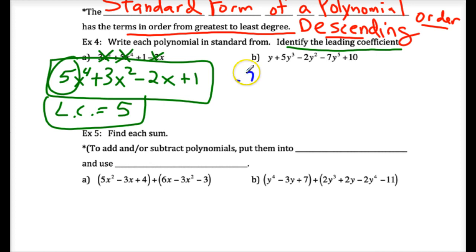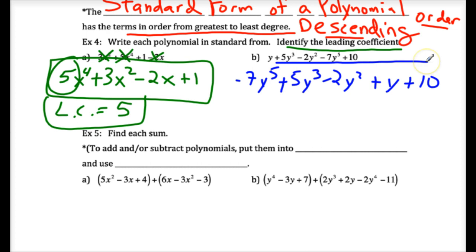Negative 7y to the fifth, plus 5y to the third, minus 2y to the second, plus y plus 10. You were the man. Notice, guys, it's in descending order. It's in standard form. If it has like terms, you would add them together.